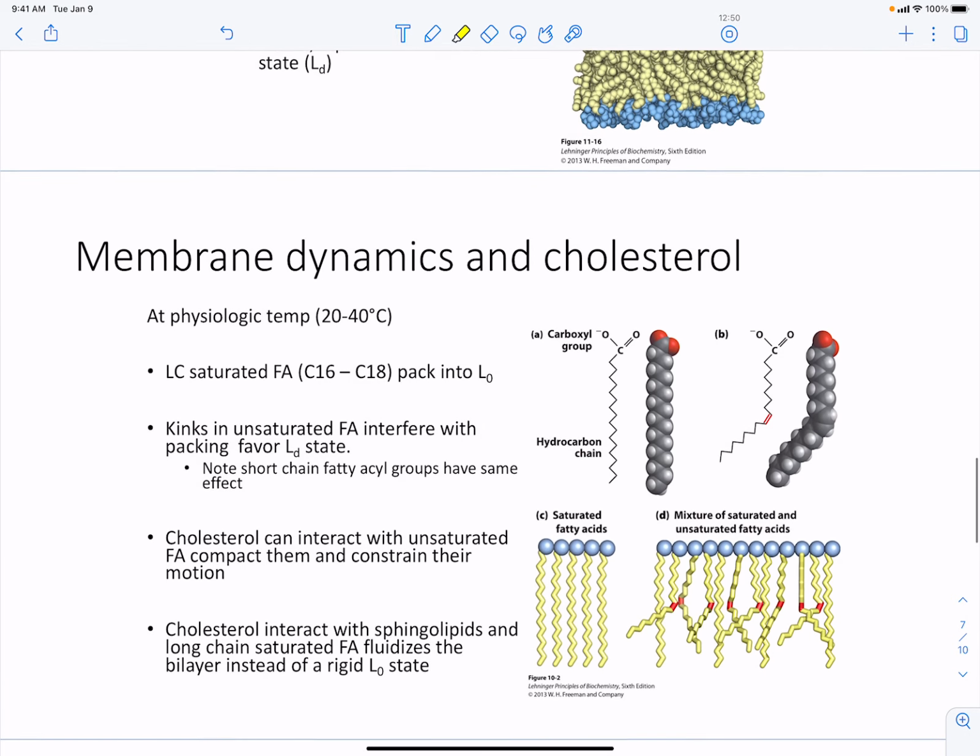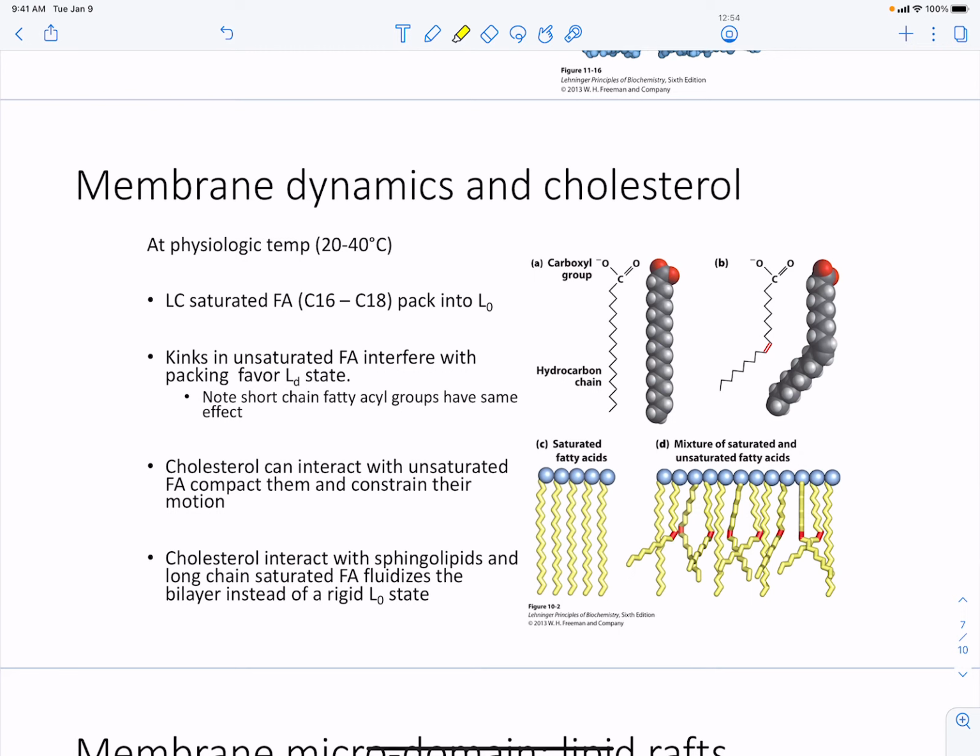Now, when you look at an actual membrane, you can see that naturally saturated fatty acids, and remember saturated fatty acids means that it has no double bonds, are always going to take an LO, or ordered, formation.